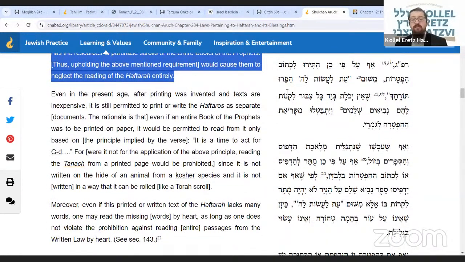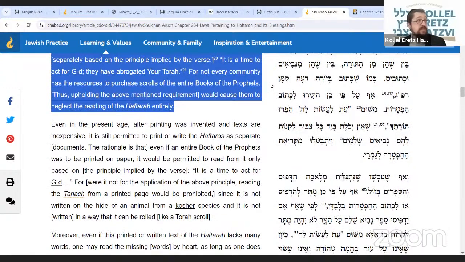Not every person, not every congregation or every shul was able to purchase their own set of the entire Navi written on parchment. And then they would stop reading the haftorah. Can't do it by heart because it's part of the Tanakh. And every shul couldn't afford their own book of Navi. So therefore, they allowed everyone to have their own sefer just of the haftorah, which is more affordable.